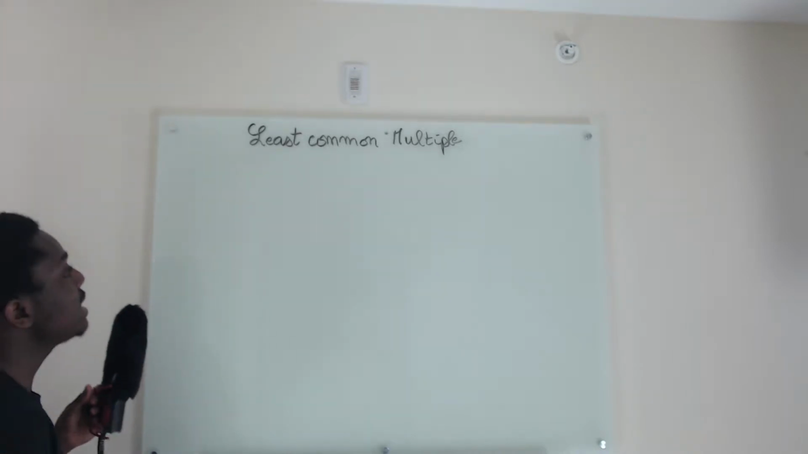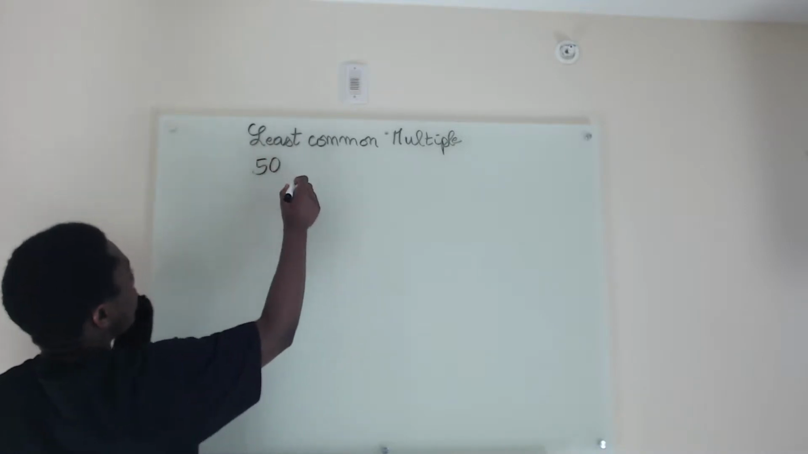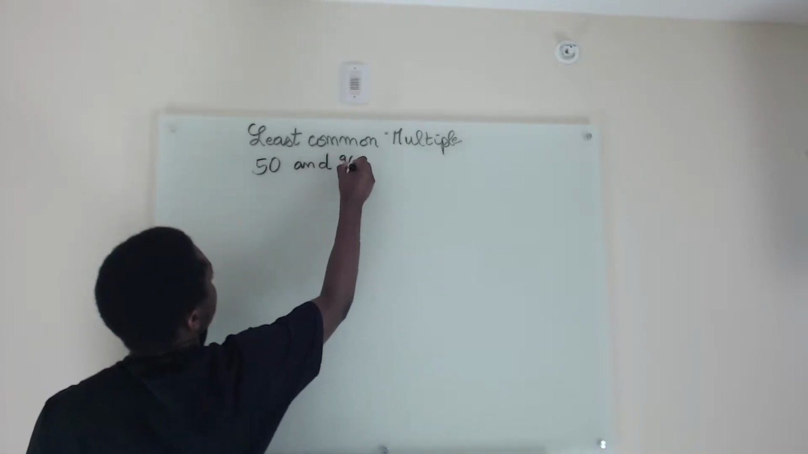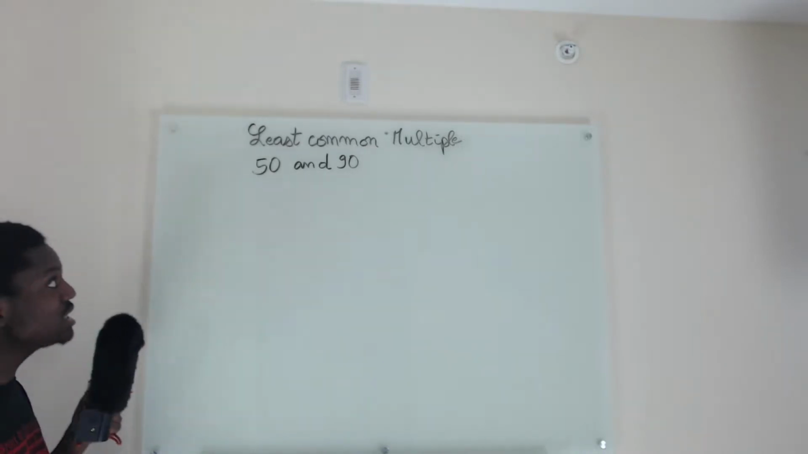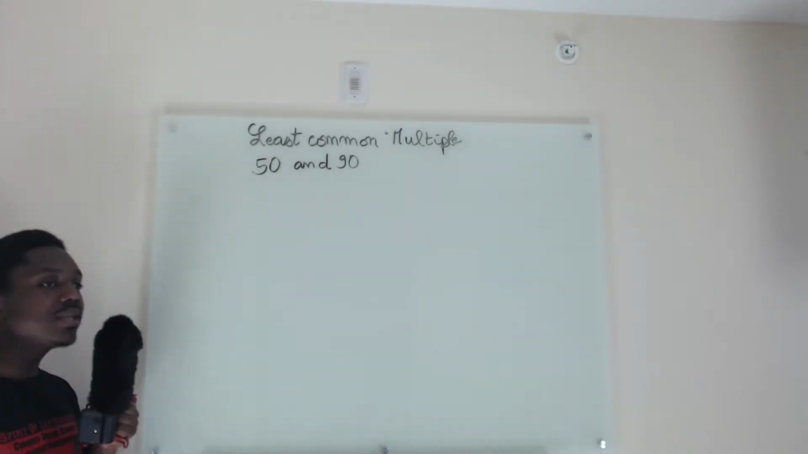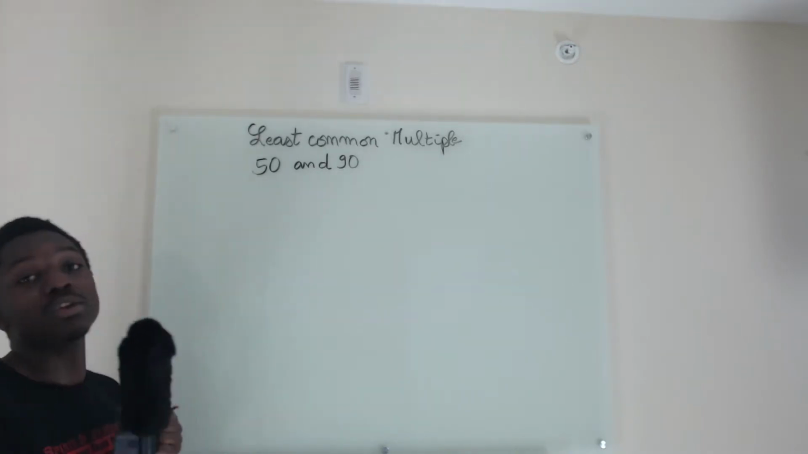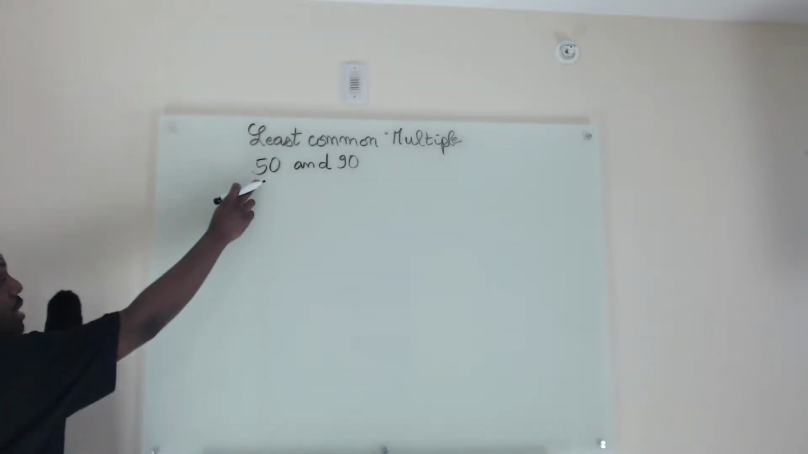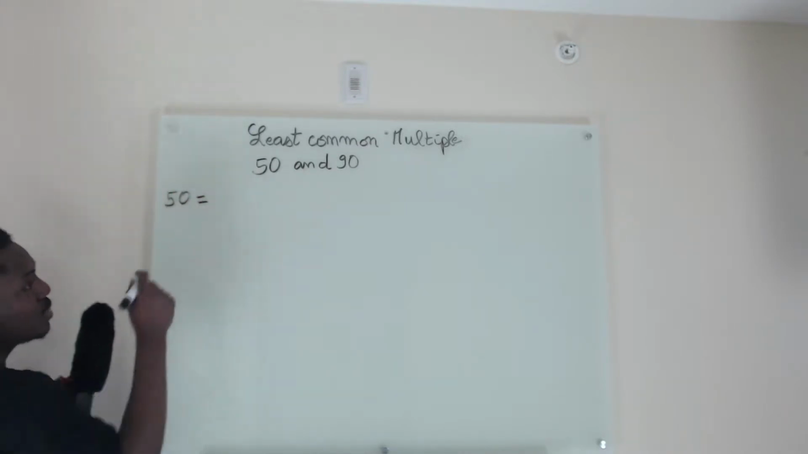So let's say we are given two numbers. For example, the number 50 is our first number and the number 90. The question says find the least common multiple of the numbers 50 and 90. Basically, to find the least common multiple of a number, you find the prime factorization of that number. So you take the number 50, you write it down, and you put equals.